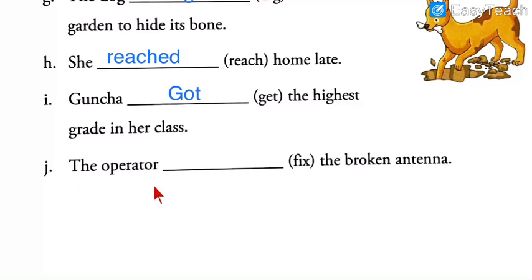And the last question is: the operator fixed the broken antenna. Fix. So what is the past form of fix? Fix will become fixed. I hope that you too were writing the answers. All the answers you might have written in your book.